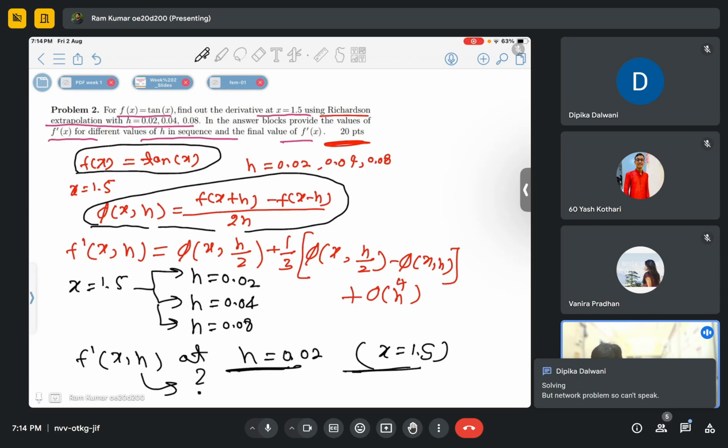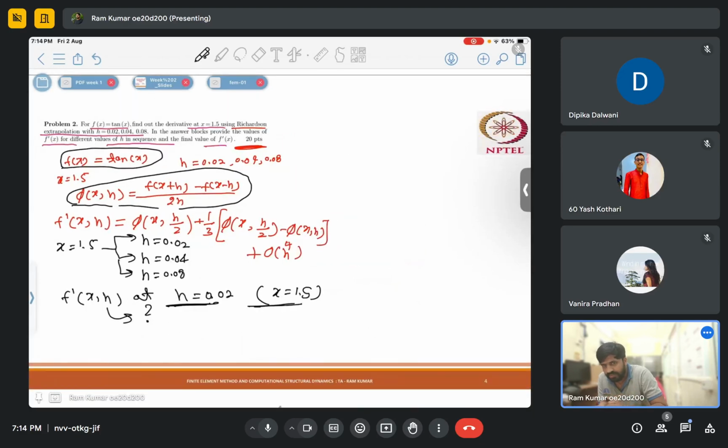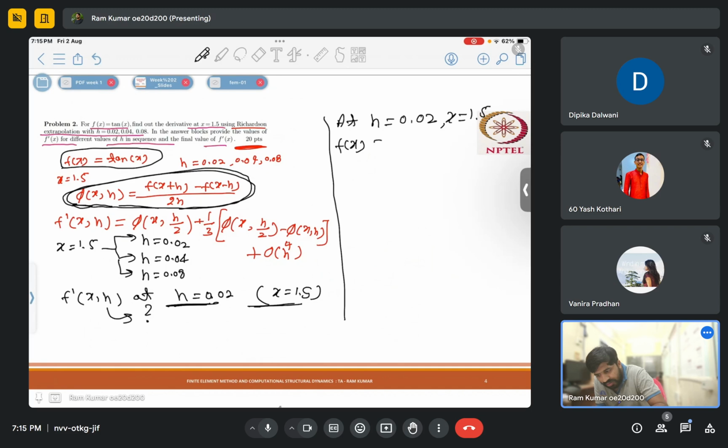Fine. Okay. So I will start with how we are going to calculate f dash at x comma h. We know that we have phi x comma h; this is our formula. So first we will find it at h equal to 0.02 and x equal to 1.5. We have f x equal to tan x. So then what will be f of x plus h? It will be tan of x plus h.